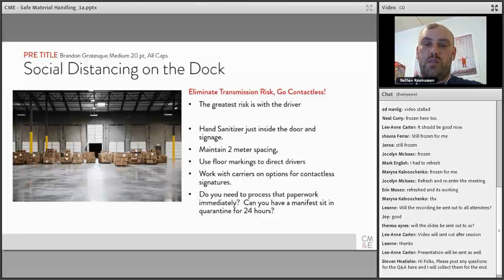Make sure that there is one of those stations just inside the door so the driver can come in, get their hands cleaned up, and then continue on with their delivery.